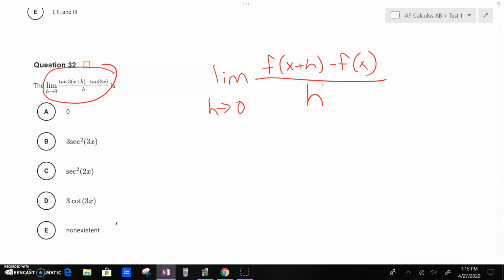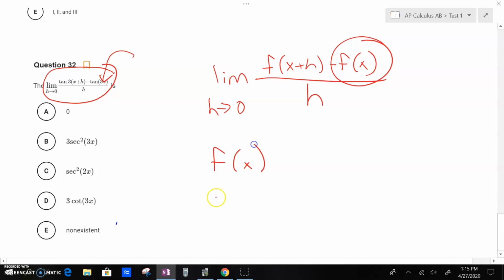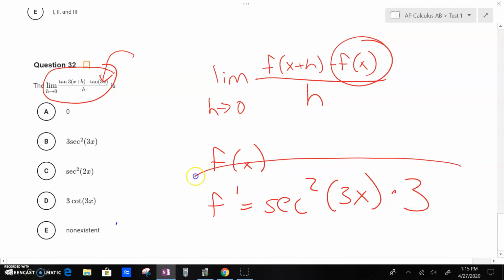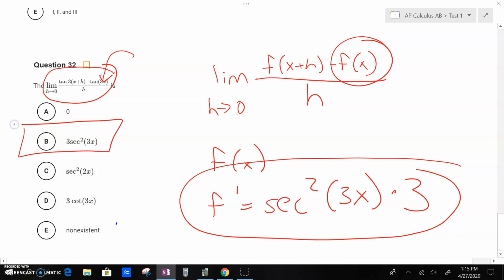So in this case, they're asking you to take the derivative evaluated at 3x. So that's our input value. Take the derivative of tangent. So f of 3x. Well, the derivative of tangent is secant squared, leave the inside alone, times the derivative of the inside, which is 3. And there we've got our answer right here. And the answer on that one ends up being B.